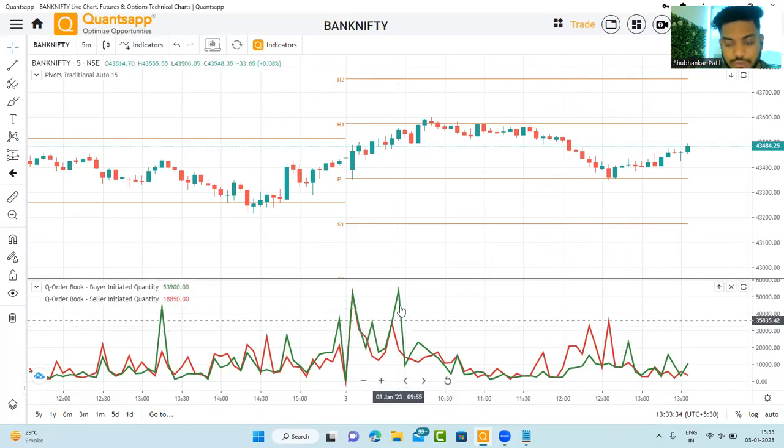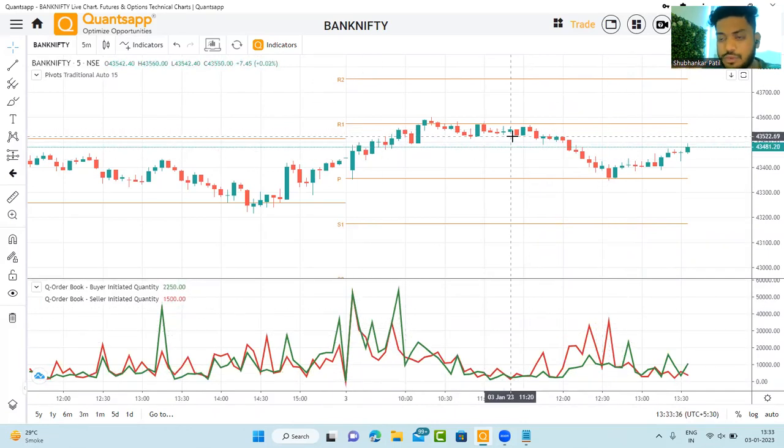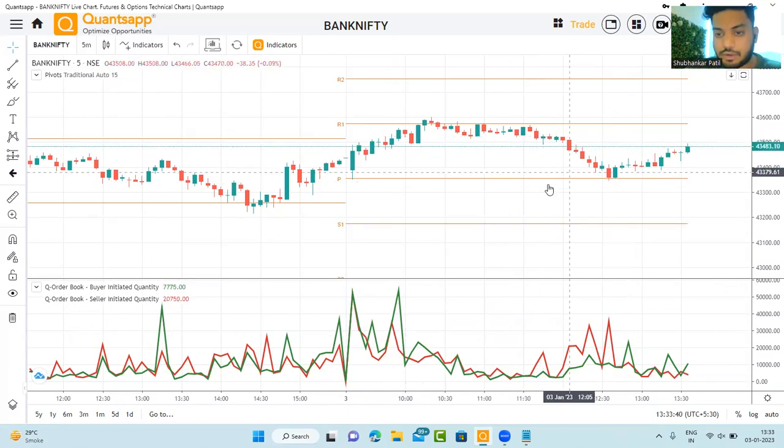So now what you need to do is check. Let's say I'm showing you how to use this in combination. You can use it individually as well, independently, like the order book thing. But this will give you very fast moves.